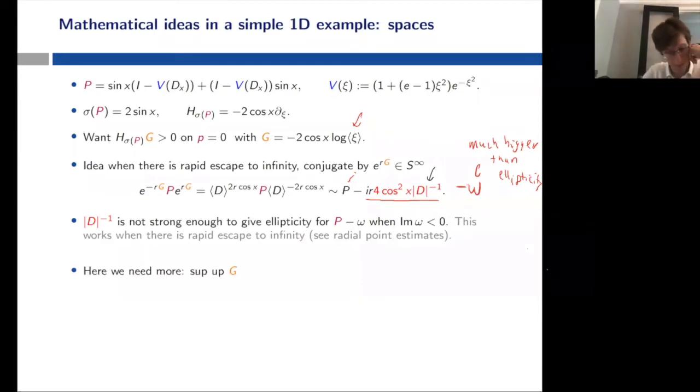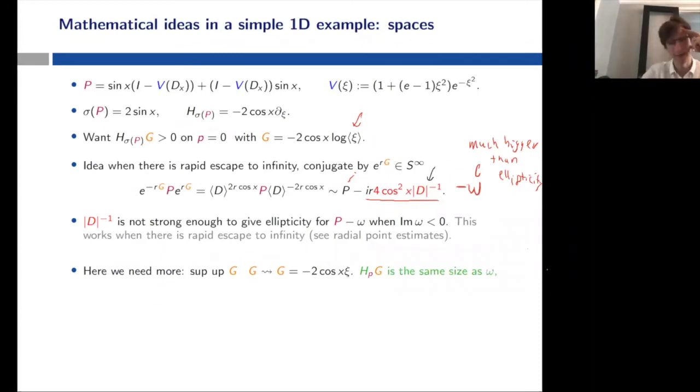Okay, so what do we want to do? Well, we want to sort of soup up G. We want to make it bigger, right? We want to make it so that when I conjugate by e to the RG, I get something which can compete with omega. So what do I do? Well, instead of taking log of xi, I put just xi, or maybe absolute value of xi, but whatever. So that's what I do.